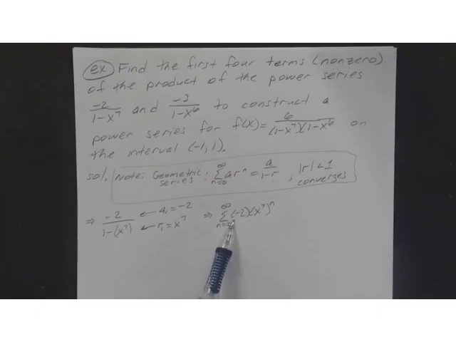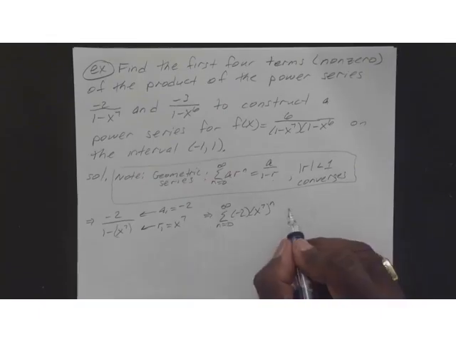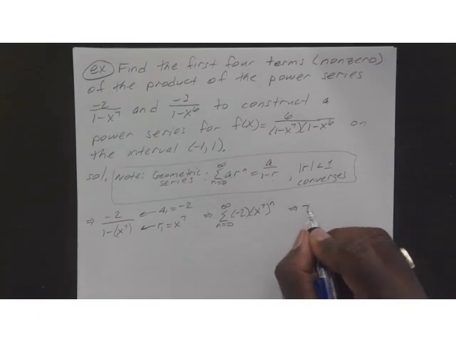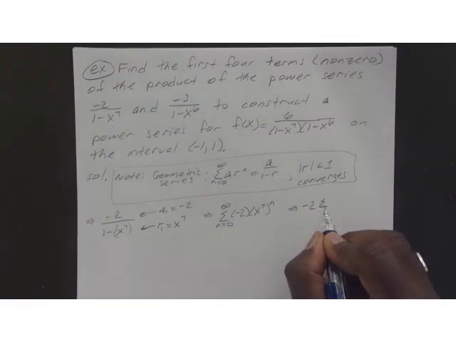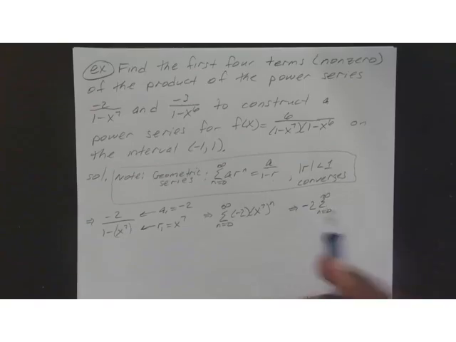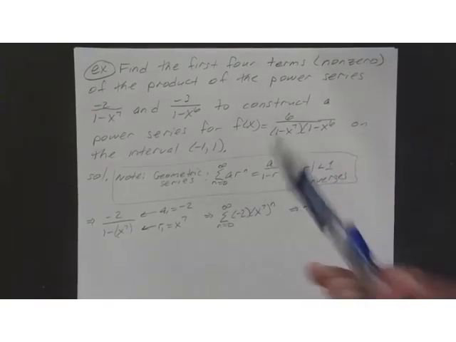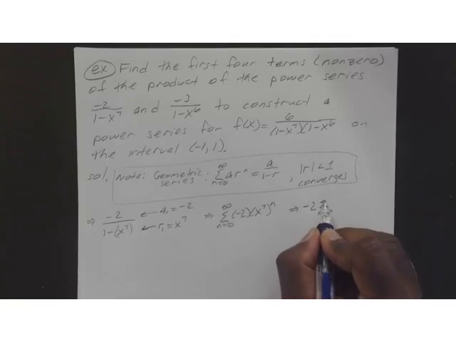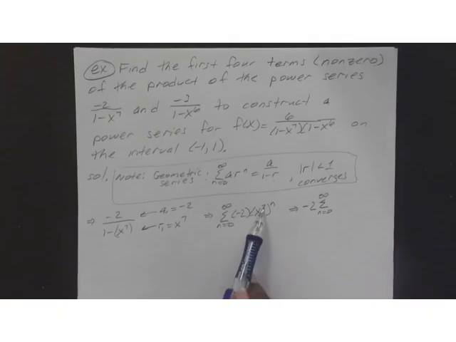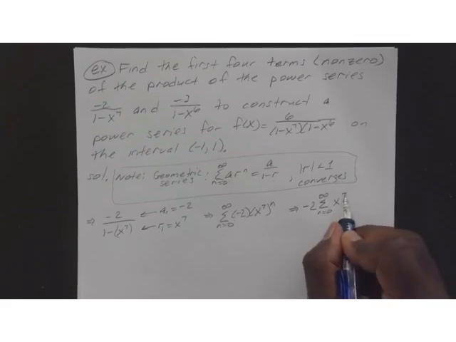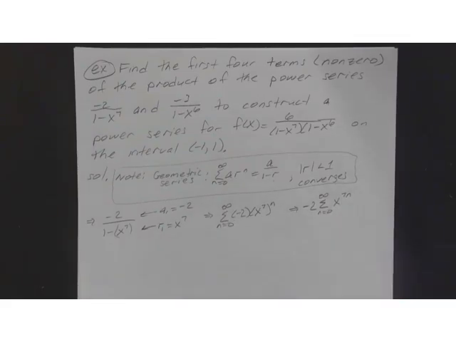Okay, so we can bounce that negative 2 to the outside, times the sum from n equals 0 to infinity of x to the power of 7, and that to the power of n is just x to the power of 7n.